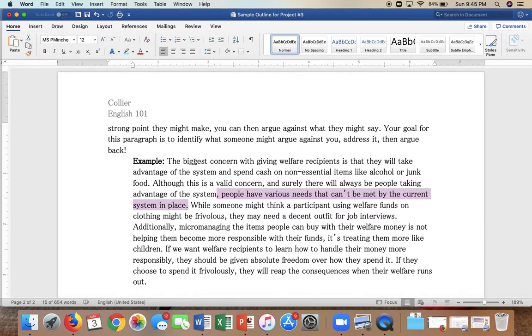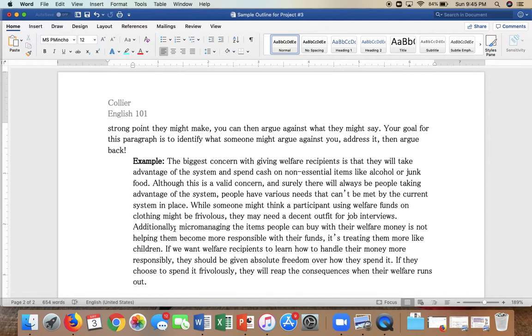So I'm saying, here's a point against me. Yes, this is a valid concern. I see you. But people still have other needs that can't be met. While someone might think a participant using welfare funds on clothing might be frivolous, they may need a decent outfit for job interviews. I may add there, for example.